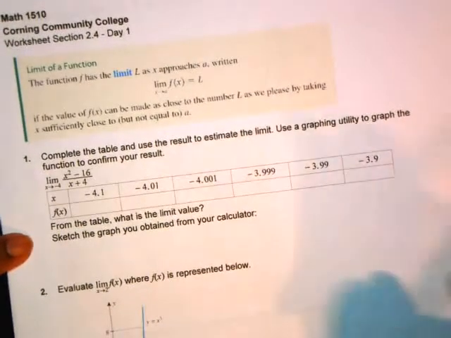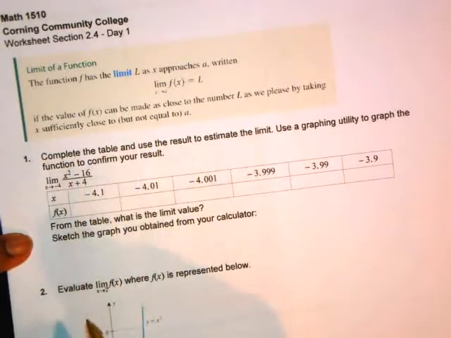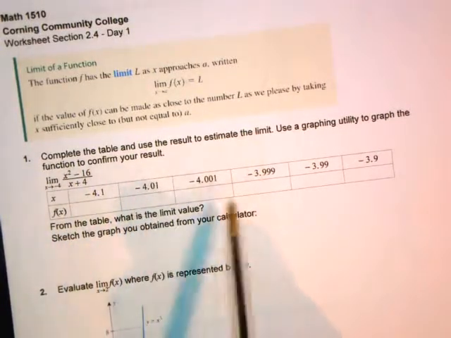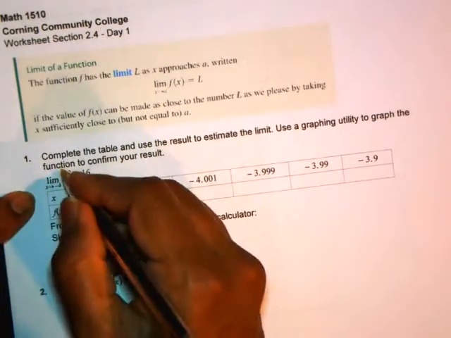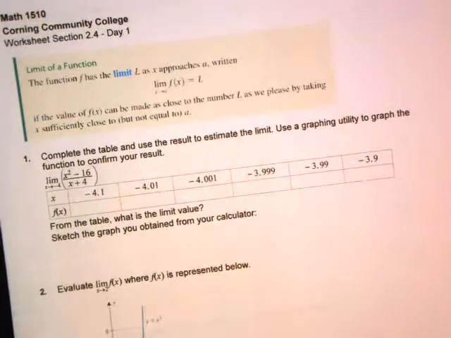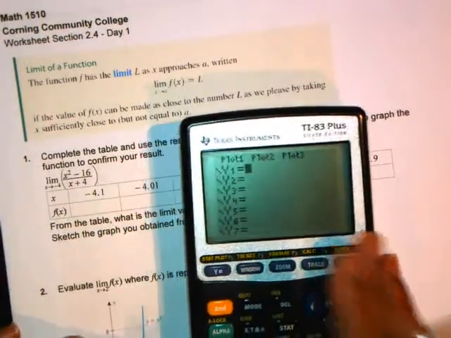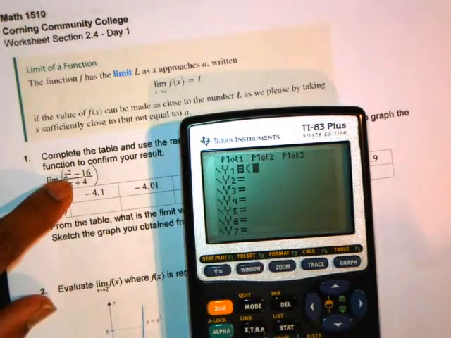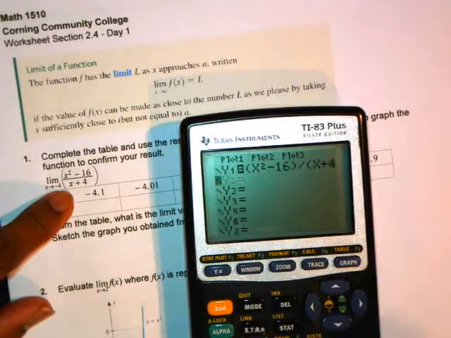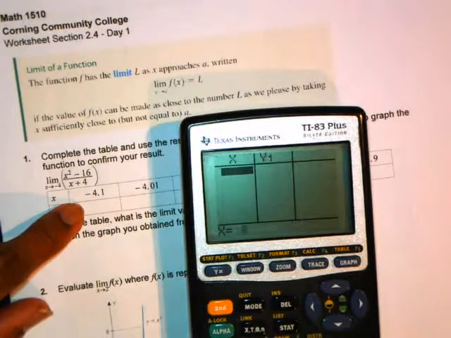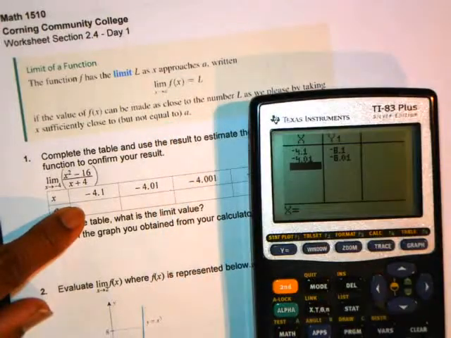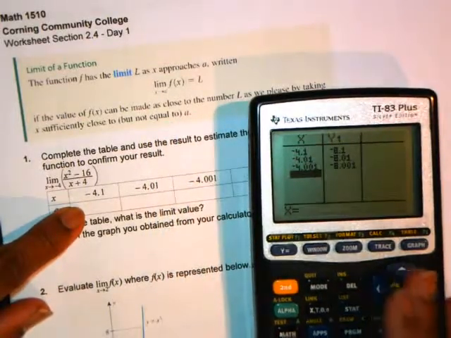So for the first question, we need to complete the table and then use the result to estimate the limit. We'll use our calculator to graph the function to confirm our result. So the way this is set up is we're looking at the limit as x approaches -4, and this is going to be a function f of x. So we'll go to y equals, clear out the old graph, parentheses for this, x squared minus 16 divided by parentheses x plus 4. We'll go to the table, delete all the other values, start from here, -4.1, -4.01, -4.001. So I'm going to write those numbers down.